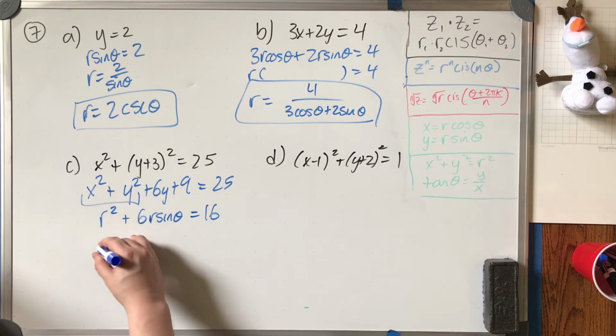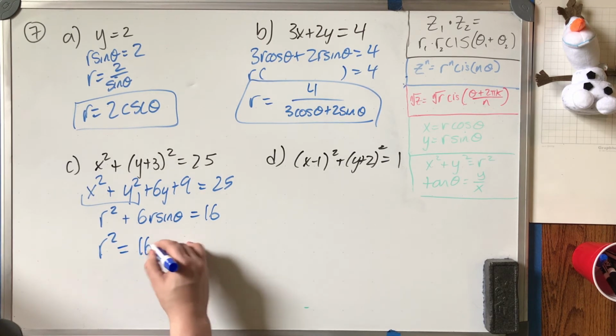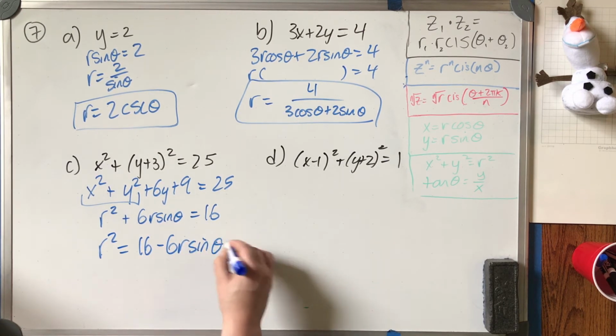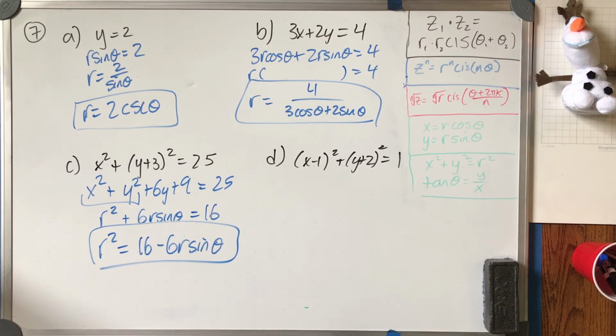So this one, we're not going to be able to solve it perfectly for r equals. We'll just end up leaving it as r squared equals 16 minus 6r sine theta. I think that's the nicest we're going to get that one.